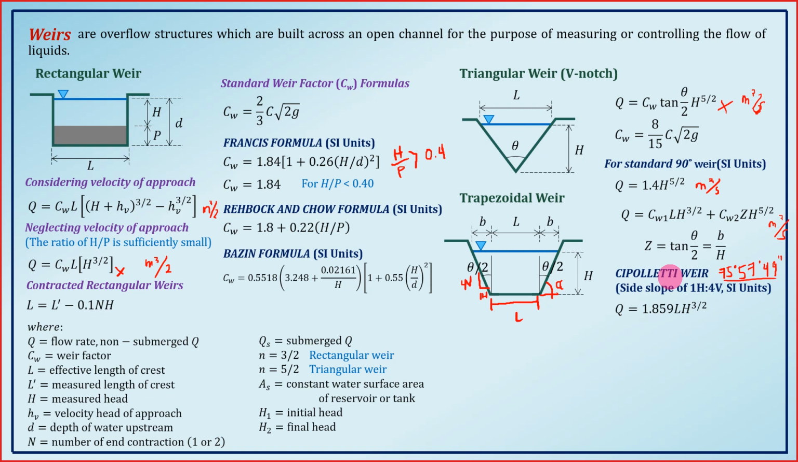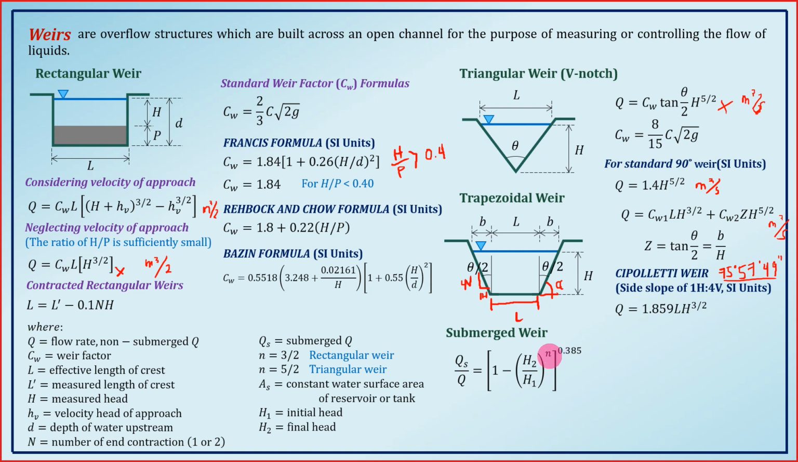For a submerged weir, we are given by this equation na Qs over Q. Qs is the submerged Q. Then, multiply to the quantity 1 minus H2 over H1 raised to N, then raised to 0.385. Wherein, H2 is the final head, then H1 is the initial head. Then, yung N naman natin, nagba-vary siya depende kung anong weir yung gamit natin. We have rectangular weir and triangular weir. So, kapag rectangular, 3 halves yan, yung N natin. Kapag triangular, 5 halves naman. So, for a submerged weir.